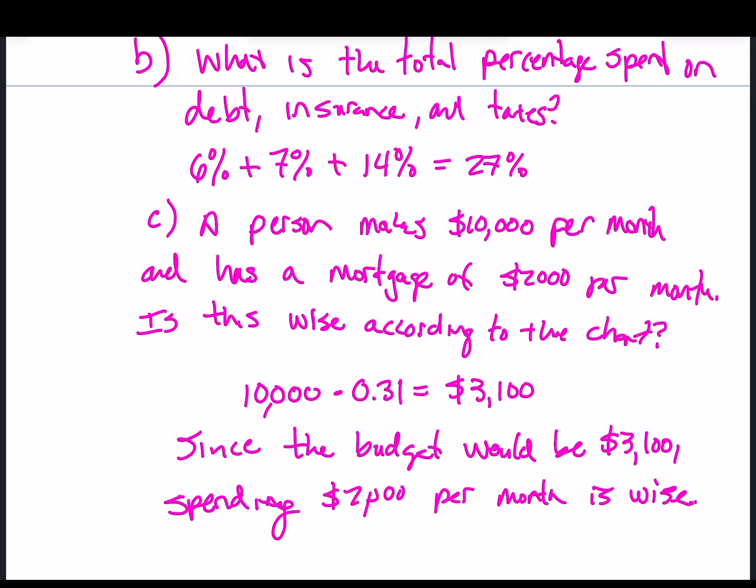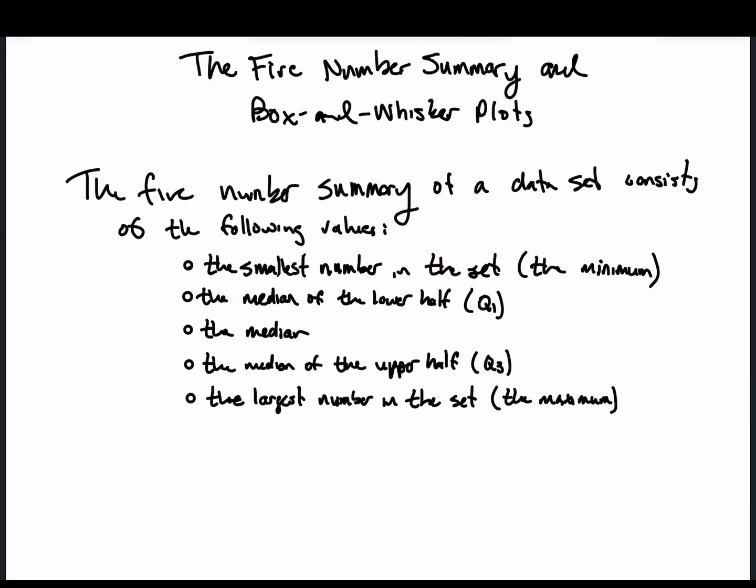Okay, let's now talk about the 5-number summary. The 5-number summary and box-and-whisker plots. So the 5-number summary of a data set consists of the following values: the smallest number in the set, also known as the minimum, the median of the lower half, known as quartile 1, the median of the entire set, known as quartile 2, the median of the upper half, known as quartile 3, and the largest number in the set, which is the maximum.